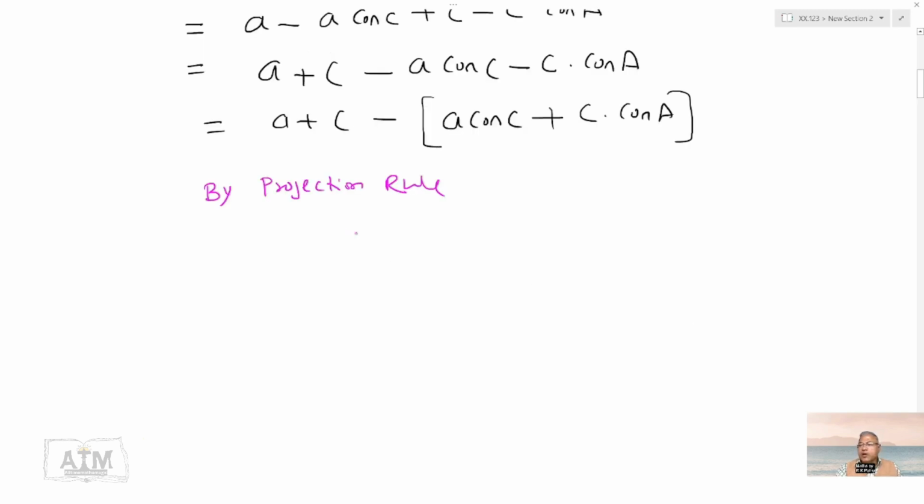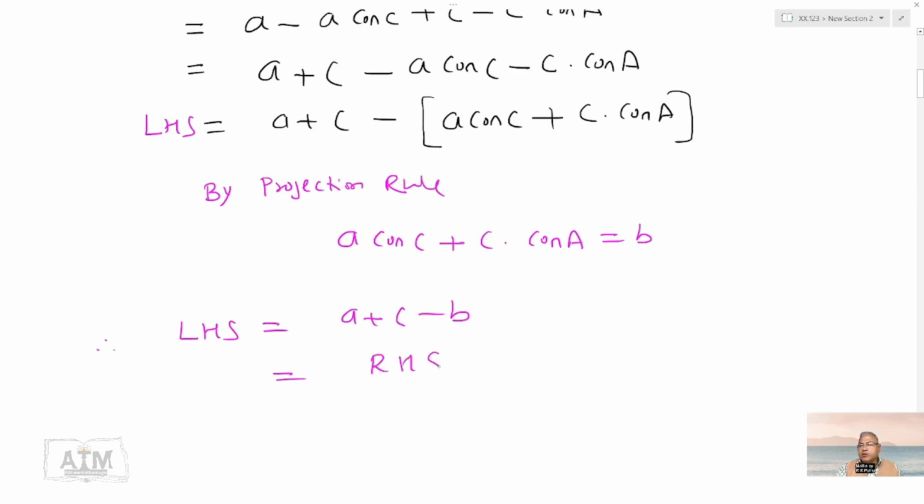By projection rule, a cos C plus c cos A equals to b. Therefore, LHS equals to a plus c minus b, which is nothing but RHS. Therefore, LHS equals to RHS. Proved.